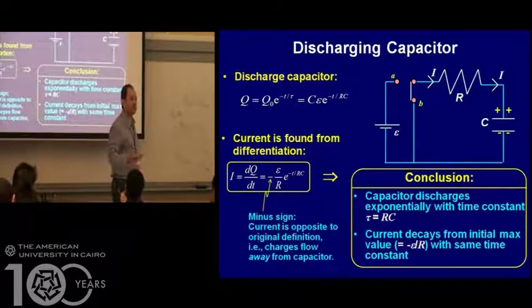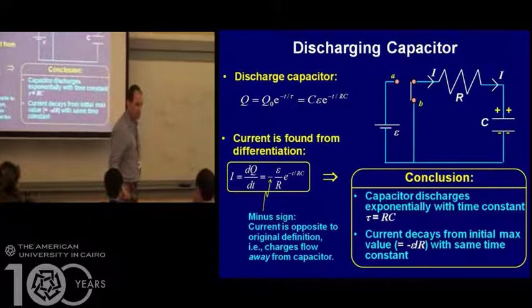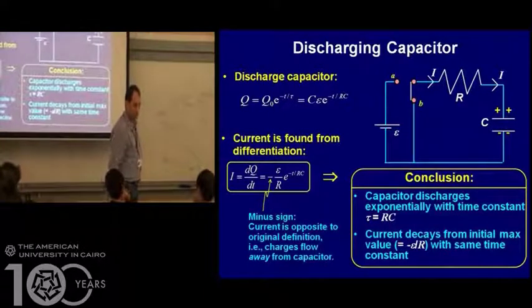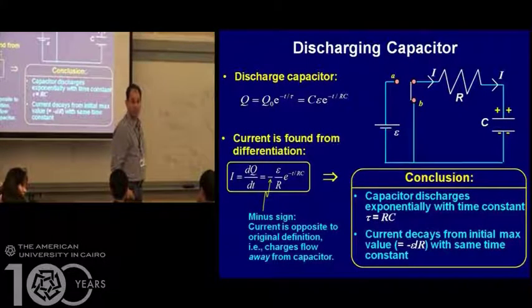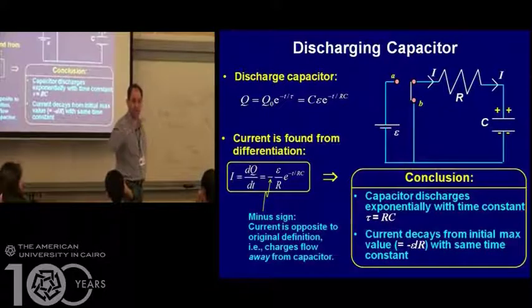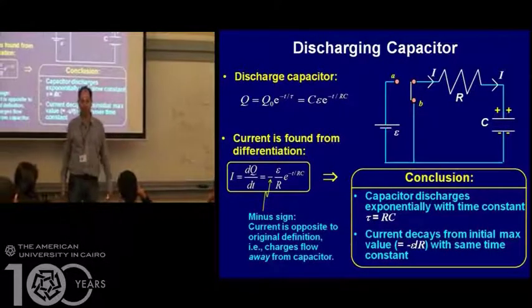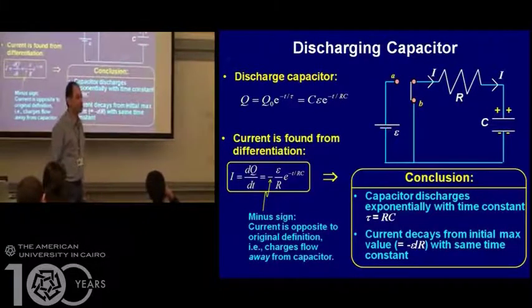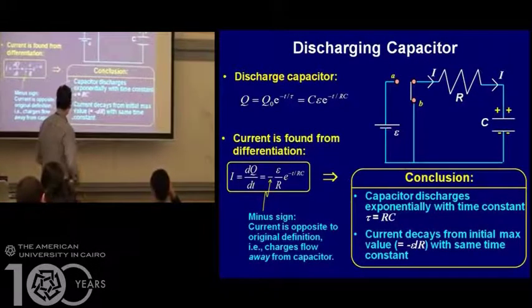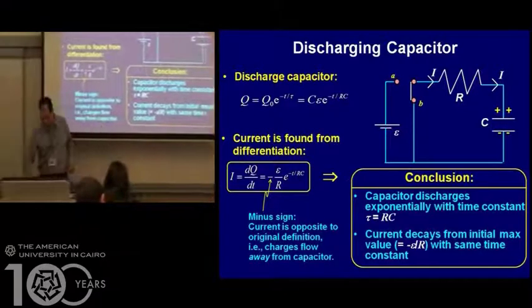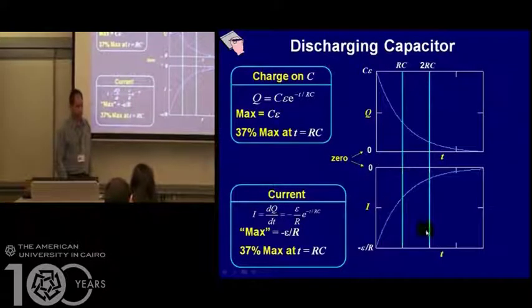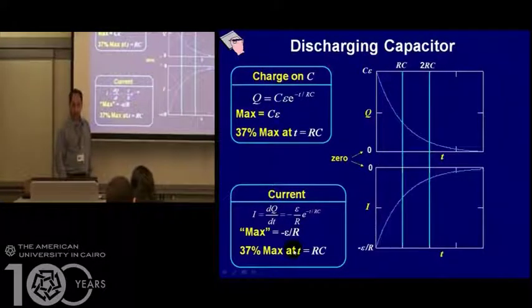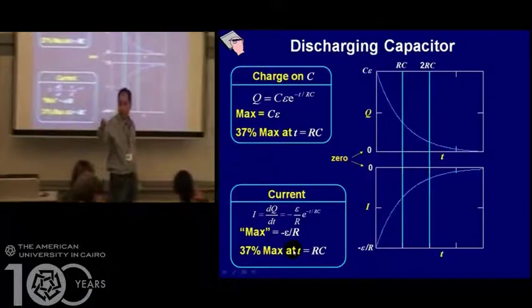That time can be milliseconds. That depends on the values of R and C. Just calculate R and C, and whatever the R and C is, the Q is always 1 over e of the maximum value after time equal to RC. And the same thing goes for the current.